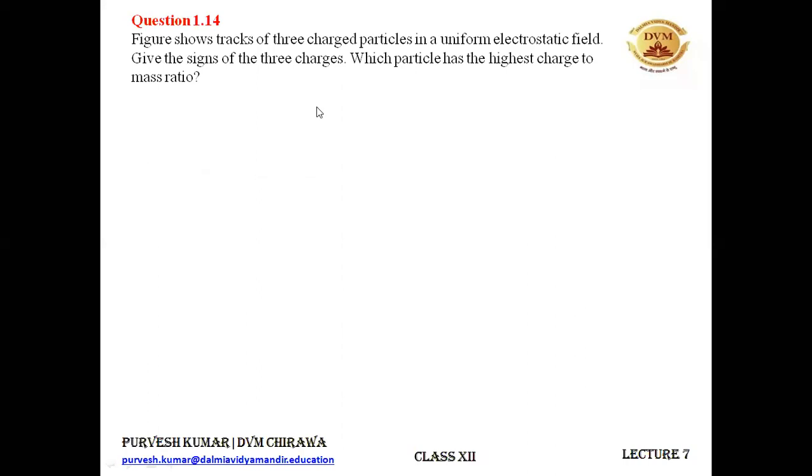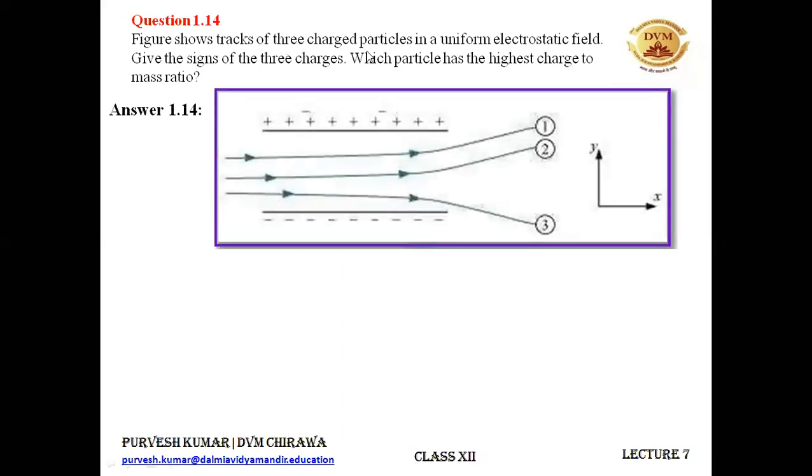Let's see this thing. Question number 1.14. It shows that there are 3 charged particles in a uniform electrostatic field. Give the signs of these 3 charges. So charge 1, 2, and 3 are there. We need to find their signs. So we can see that it's an electric field.